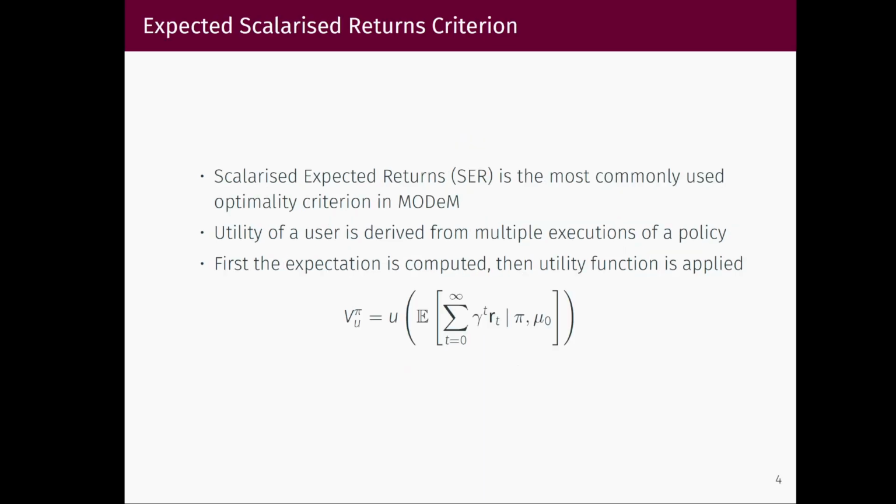But first, let's briefly outline the scalarized expected returns criterion. It's the most commonly used optimality criterion in multi-objective decision-making literature, where the utility of a user is derived from multiple executions of a policy. To compute it, the expectation of the return vector is computed first, and then the utility function can be applied.